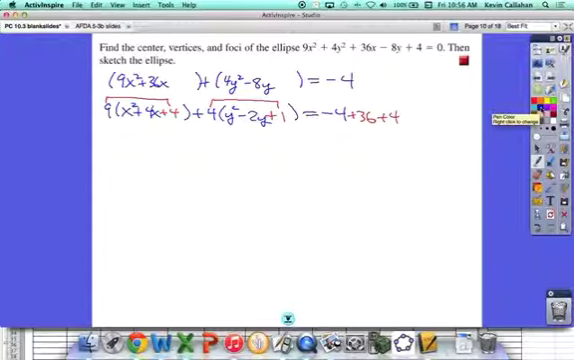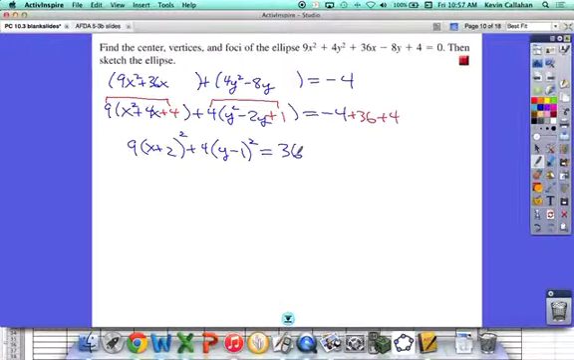Okay, what is the next? It should be 9 times, and what is it that goes in parentheses squared? X plus 2. And what goes in the next set of parentheses? Y minus 1. And add everything up on the right-hand side, and you get 36.